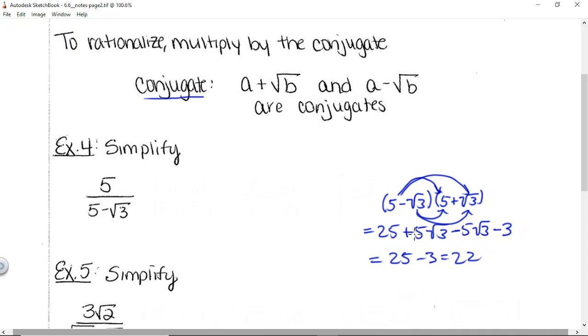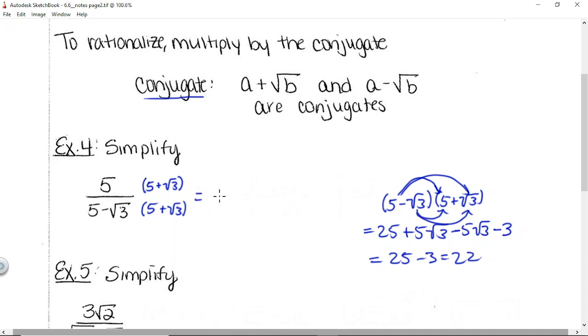Okay? So when you do these, you don't really have to do this distributing. If you know the middle term's going to go away, you can just look at this and say, okay, we're going to do it to this problem. We're going to multiply the top times 5 plus the square root of 3, because that's the conjugate of the denominator. And we also multiply the bottom by the same thing.